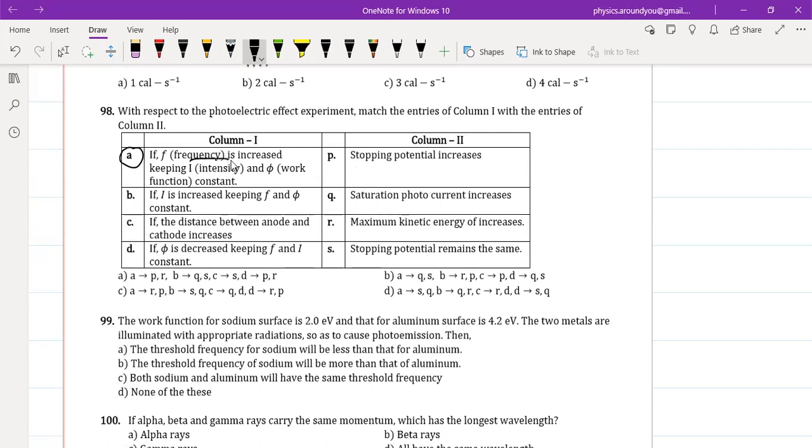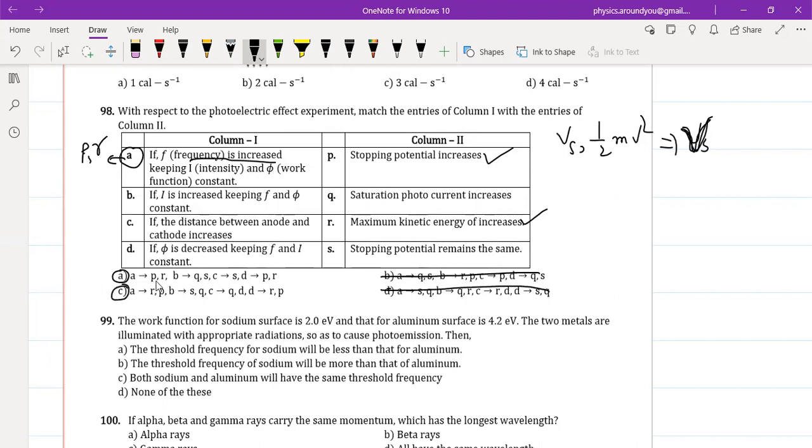If frequency is increased, we know that stopping potential and maximum kinetic energy, both of them depend only on the frequency of the incident radiation. So if frequency is increased, then stopping potential increases and maximum kinetic energy also increases. So the right choices for A are P and R. Which of the following options have A matched with P and R? Yes, option A and option C. Straight away, I can eliminate B and D.